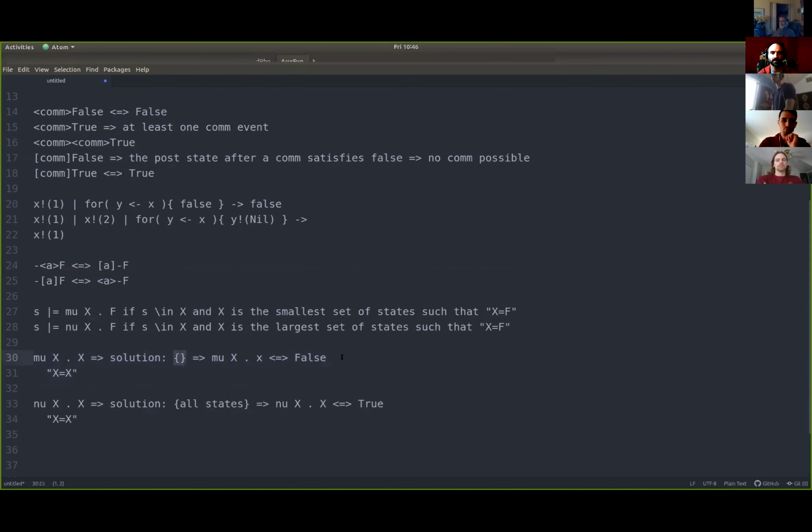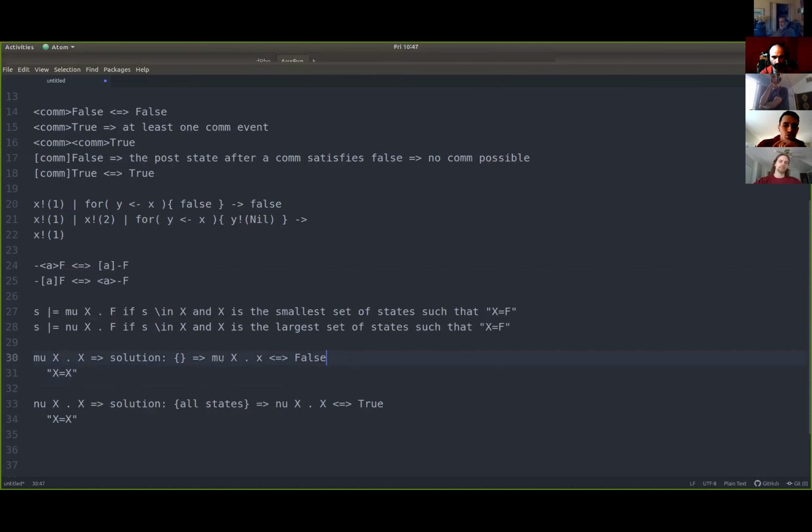I'm thinking in terms of rolling, this set is like a set of terms. Yeah, so like a set of processes. Exactly. Can you explain why the mu x dot x equals false? Or that's equivalent to false.